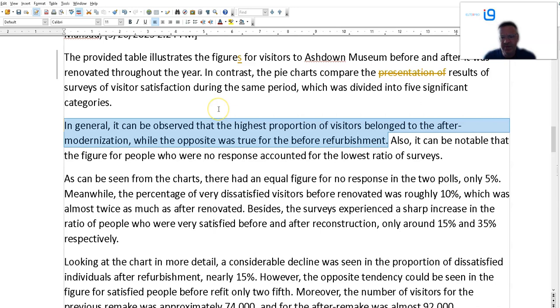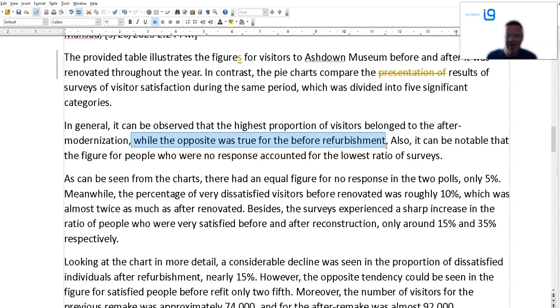Can be observed high proportion belong to the after modernisation, true for before refurbishment. It's a long-winded way of saying it went up after refurbishment. Well, of course the opposite was true.